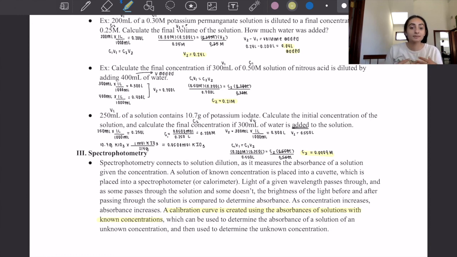And then let's say in a problem, you are given a table and you are presented an absorbance and you're asked to find the concentration of that solution with that given absorbance. You can use your calibration curve to help you figure out the concentration. So spectrophotometry connects concentration and absorbance. And it also brings in dilution because as the solution is more diluted and the concentration decreases, the absorbance is also going to decrease.